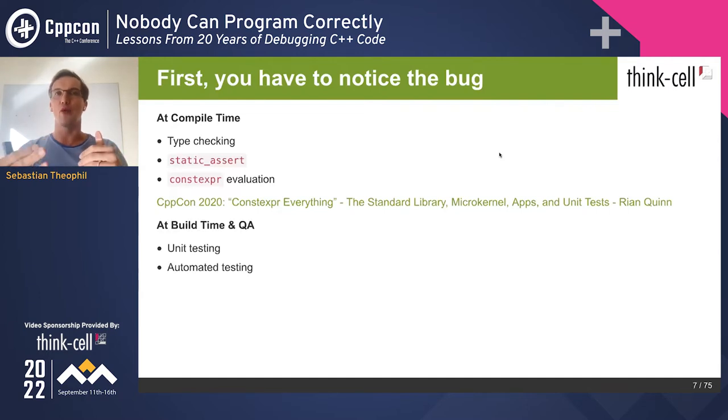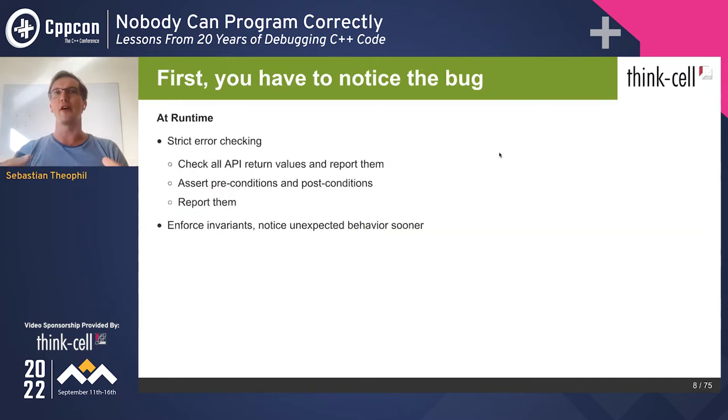Now, at build time or shortly after build time, you can have unit tests, any other automated testing. You should have QA engineers that systematically test your software. And these all create bug reports for you as well. And then there's the large amount of bug reports we get by trying out our software. So we get them at runtime when somebody, we the testers or our users, use our software for the first time.